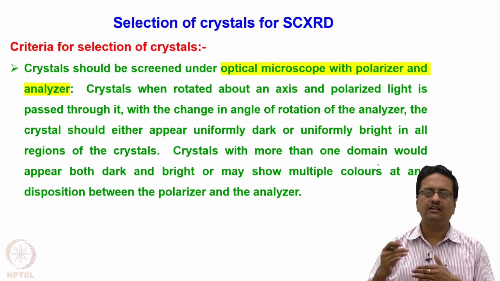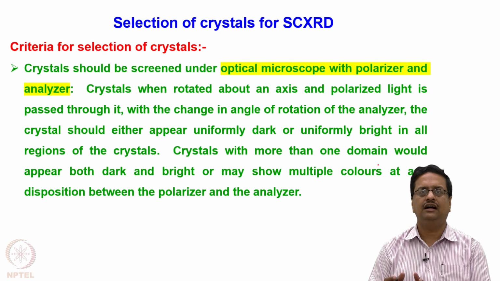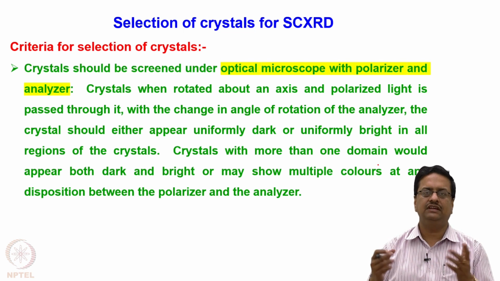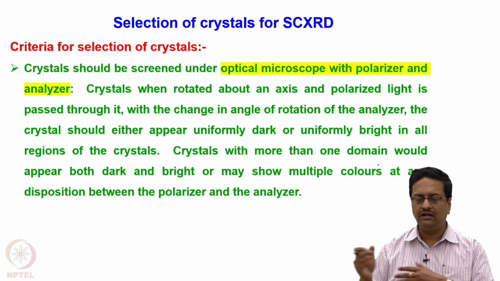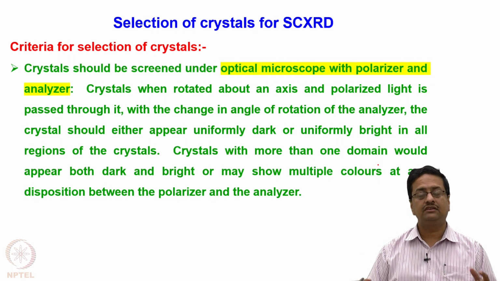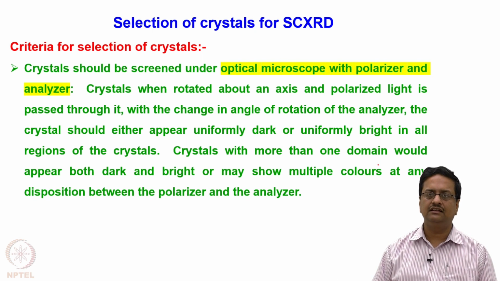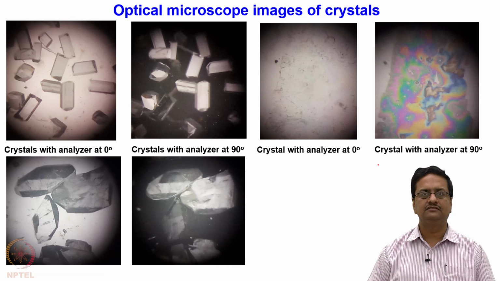It should not show multiple colors at different regions of the crystal, or show bright and dark regions simultaneously under one particular condition of the analyzer and polarizer. So crystals with more than one domain would appear dark and light simultaneously, or may show multiple colors with one particular setting of analyzer and polarizer. Let us see with some examples.